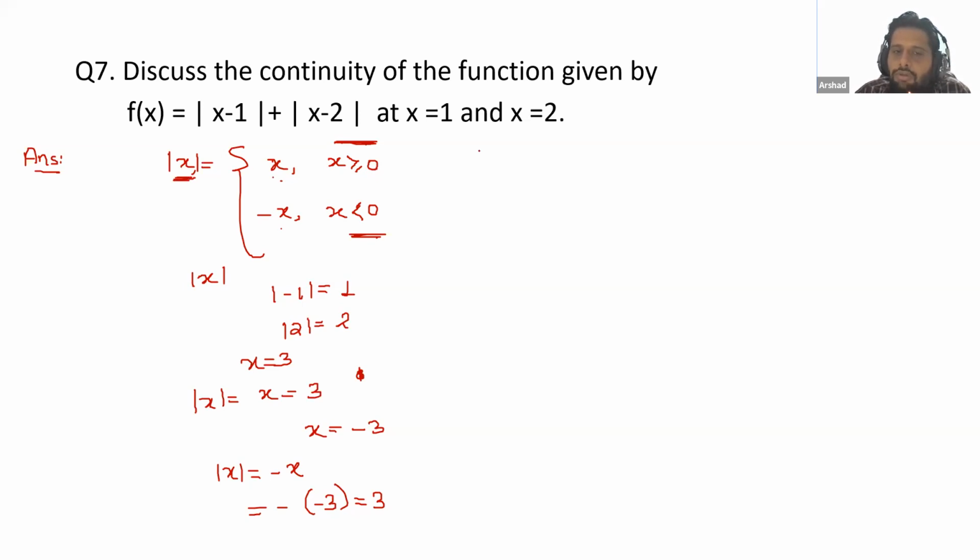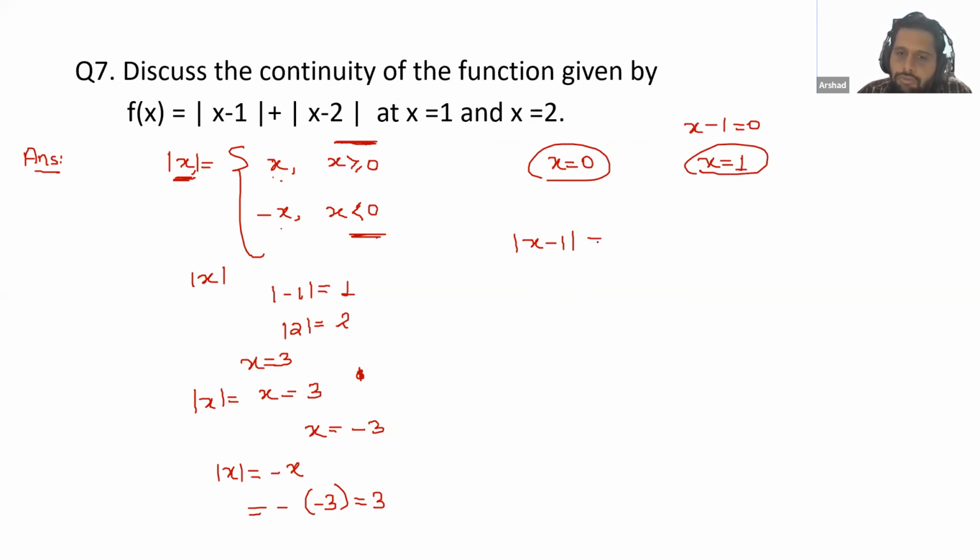Next thing, Fahad, please remember how we get the 0 here: whatever expression you have inside the mod, always equate that with 0. And the number you get will become your reference point. So for example, if you have modulus x minus 1, you need to define this. In the modulus, you have the value x minus 1. So put x minus 1 equal to 0. You will get x equal to 1. So 1 will become the reference point.